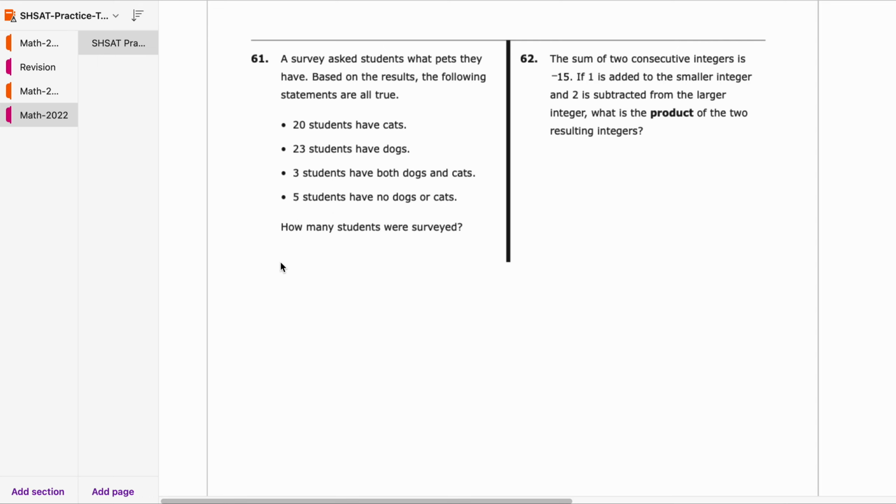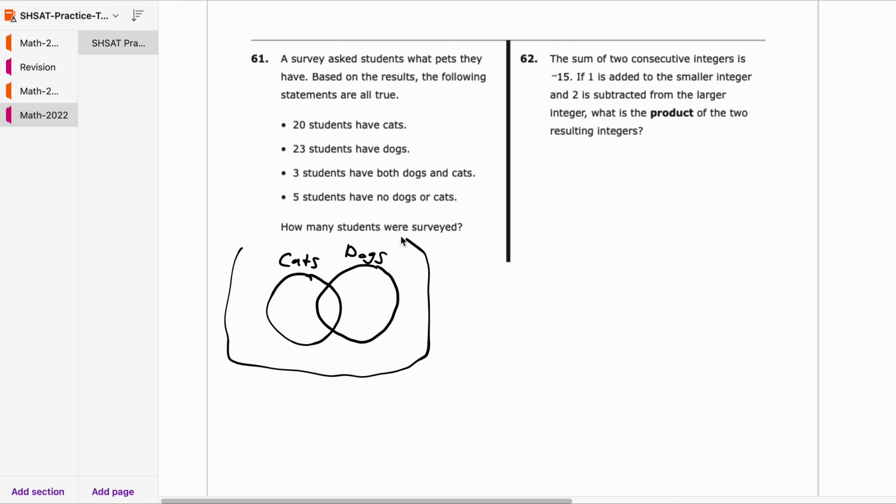So I'm going to draw a Venn diagram here. So this will be the people that have cats. This is the people that have dogs. And then I'm going to draw a rectangle here. And this rectangle represents all students, basically.